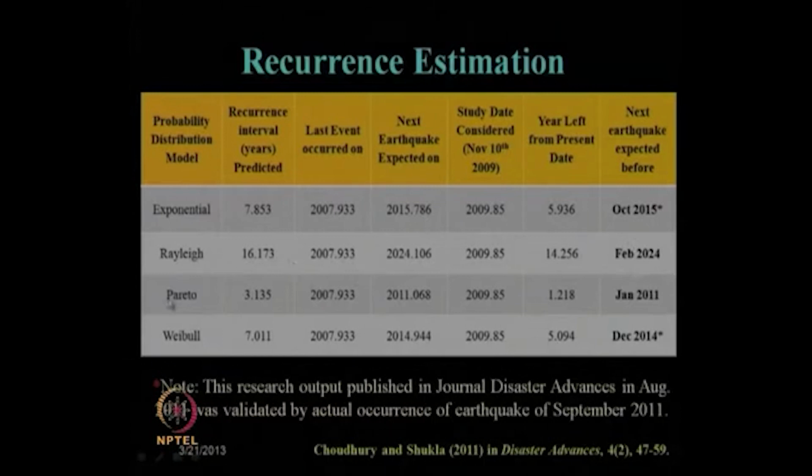So, compared to these two models, for the given set of earthquake catalog for Gujarat, the exponential and Weibull models are much better, which we have validated through mathematical proof in the presentation, as well as through actual validation of the earthquake which occurred. Though people may say this is not that scientific, the calculation based on a probability model is really scientific.